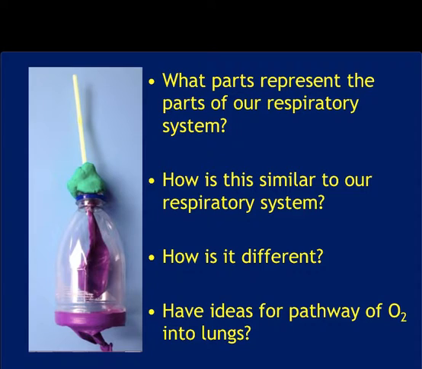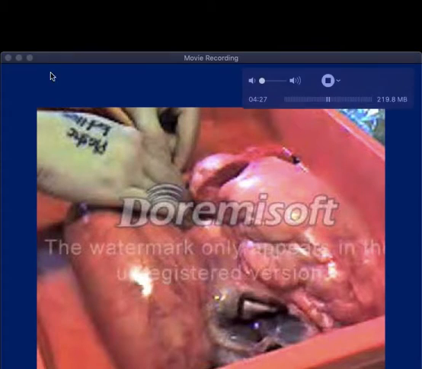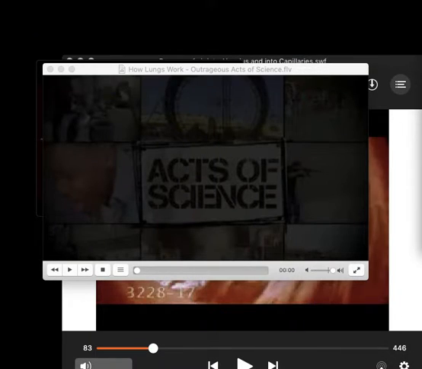So you should now have an idea of which parts of this make and do model are similar to the parts of our respiratory system. How were they similar, and then how were they different? And hopefully then thinking about this model will give you an idea for the pathway that oxygen has to take to get into our lungs. Now I'm going to show you this. I need to go out of this to do it, so bear with me.